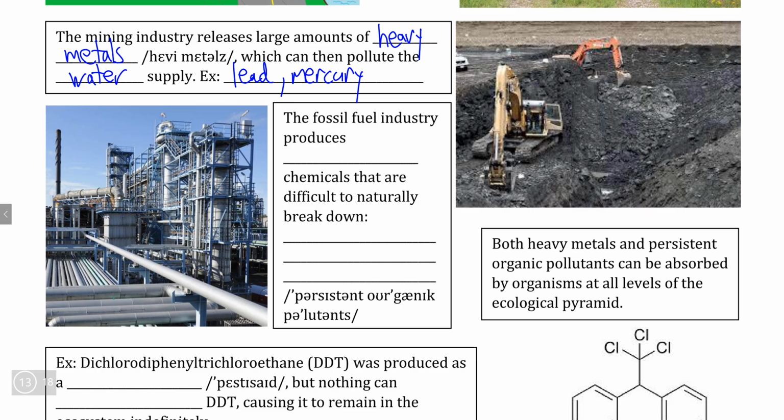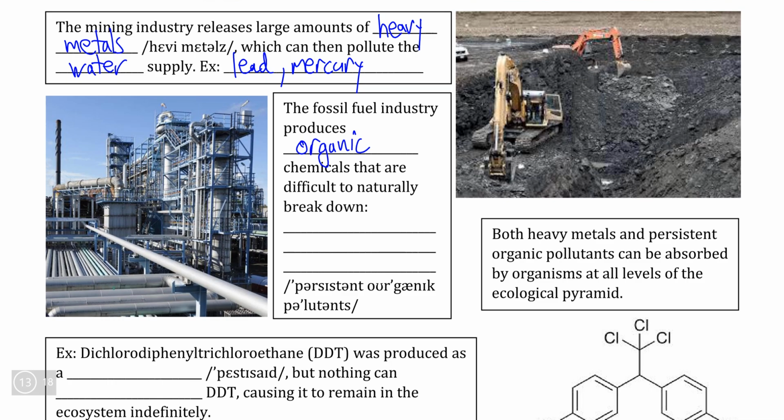Now, the fossil fuel industry primarily deals with the production of organic chemicals, which are chemicals that contain carbon, including many synthetic chemicals that do not occur in nature. Unfortunately, because they don't occur in nature, many of these synthetic chemicals are difficult, if not impossible, to decompose, and these chemicals are what we call persistent organic pollutants. Persistent being a word that simply means long-lasting or everlasting.